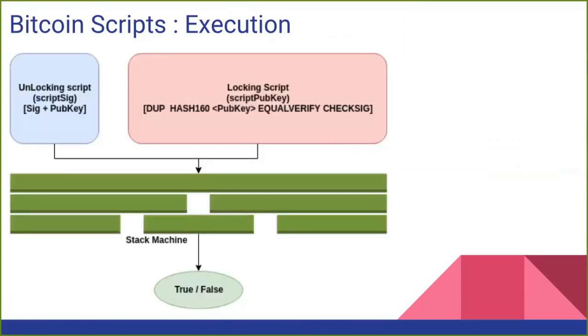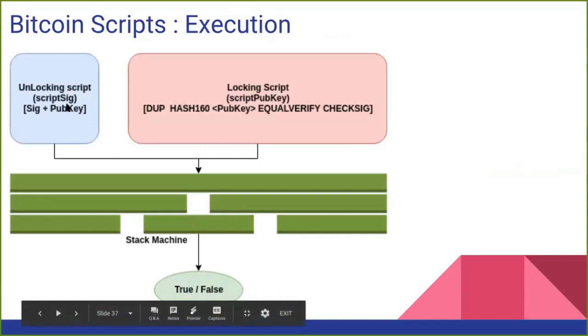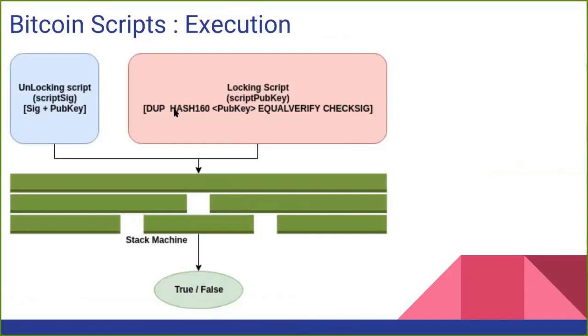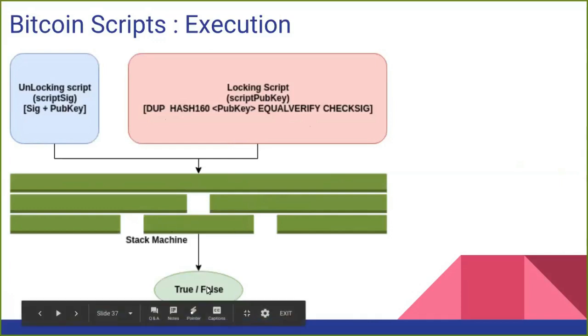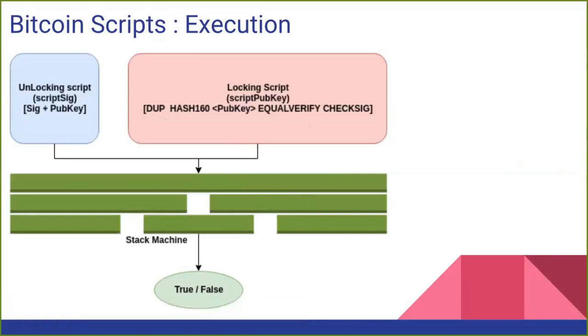So basically, you will have an unlocking script and a locking script. That means your signature plus public key, and the locking script, which means the whole script that gets executed on the stack machine. We'll see it in a bit, and the end result will be true or false, whether this script is correct or not. I mean, whether this transaction is correct or not. That is going to be the output. So based on that, the miner will decide whether to add this transaction in a block or not.